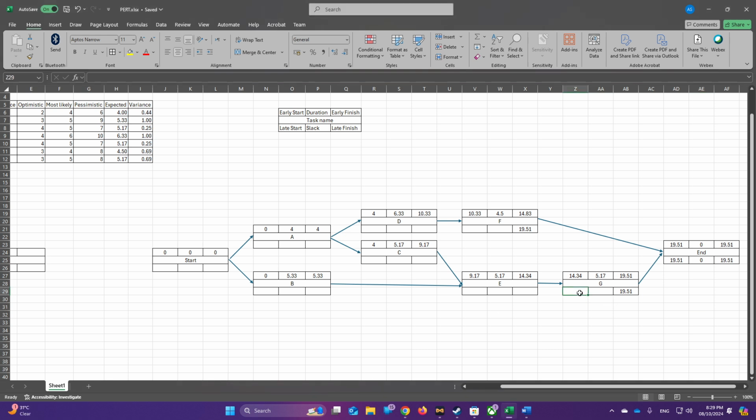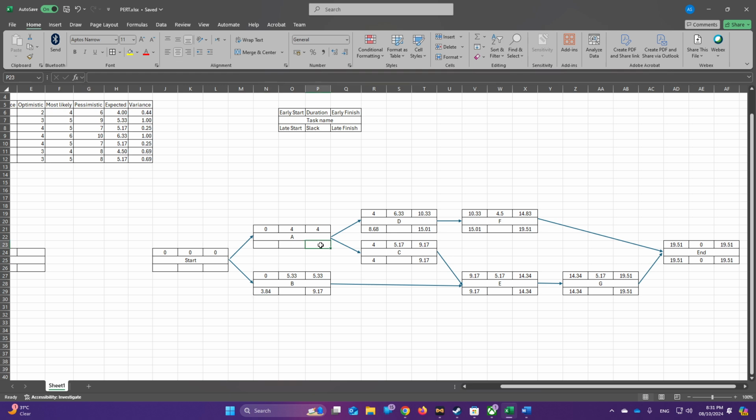Now to find the late start, for going forward, we added early start plus duration to find the early finish. Now to find the late start, you will take the late finish and subtract the duration to find the late start. So here what will it be? It will be this value minus this value, and we get here 14.34. And we do it for the rest.